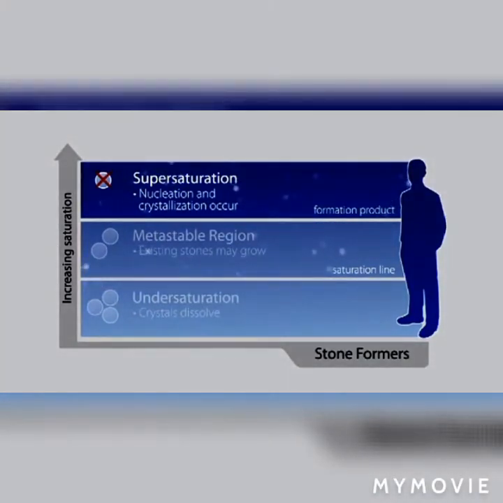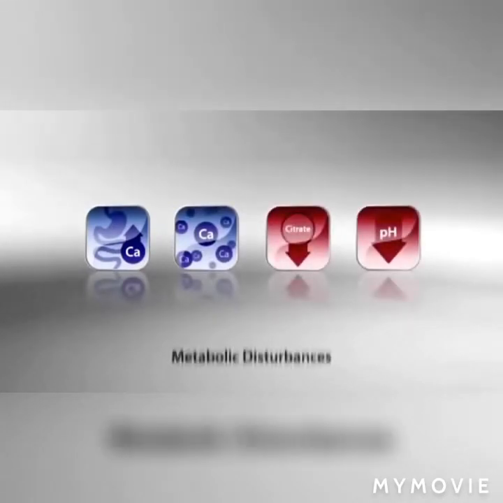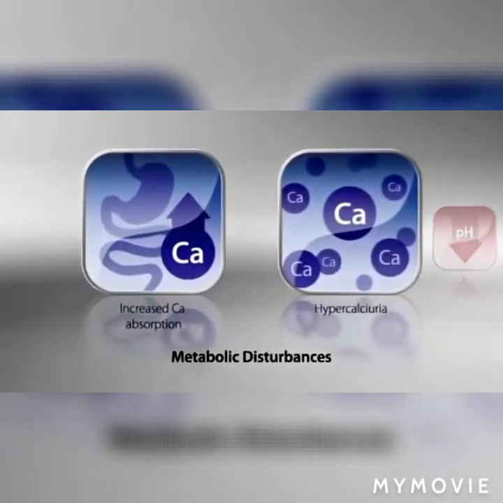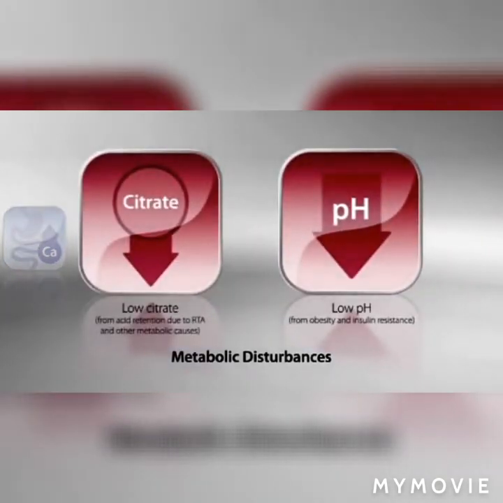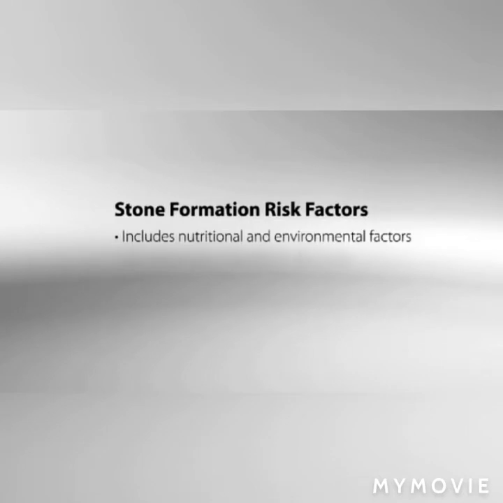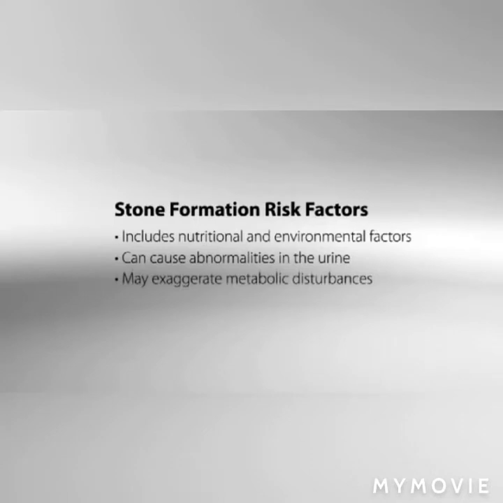There are 2 reasons for this. First, stone formers are known to suffer from a variety of metabolic disturbances that increase the amount of stone-forming substances excreted in the urine and also decrease the excretion of inhibitors. Second, a number of common nutritional and environmental factors can cause abnormalities in the urine. These factors may also exaggerate underlying abnormalities due to metabolic disturbances.